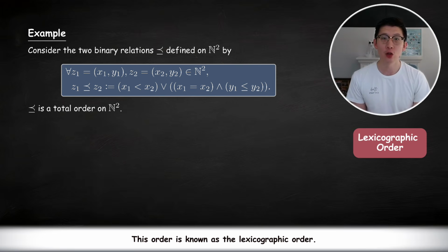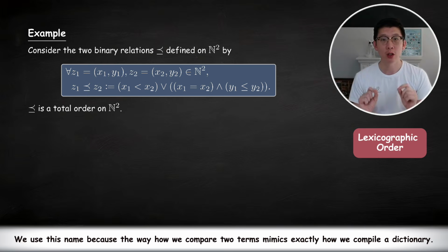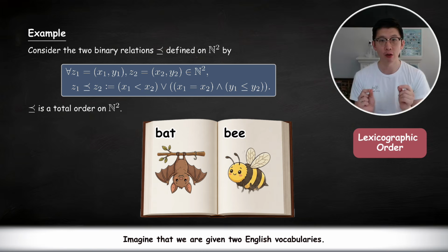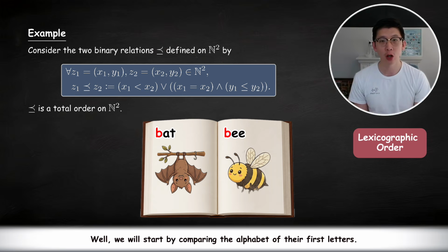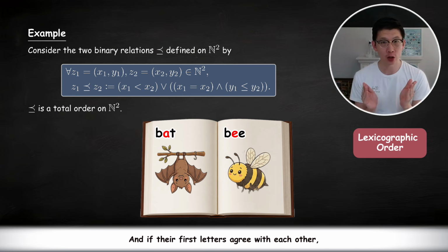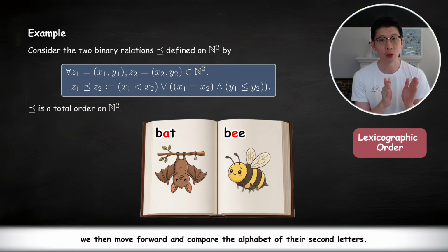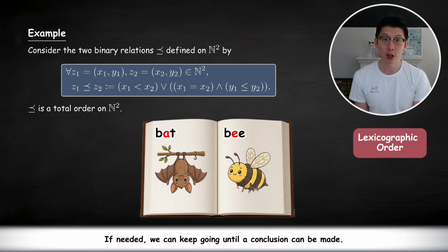This order is known as the lexicographic order. We use this name because the way we compare two terms mimics exactly how we compile a dictionary. Imagine that we're given two English vocabulary words. How do we determine which one shows first in a dictionary? Well, we will start by comparing the alphabet of their first letters. And if their first letters agree with each other, we then move forward and compare the alphabet of their second letters. If needed, we can keep going until a conclusion can be made.